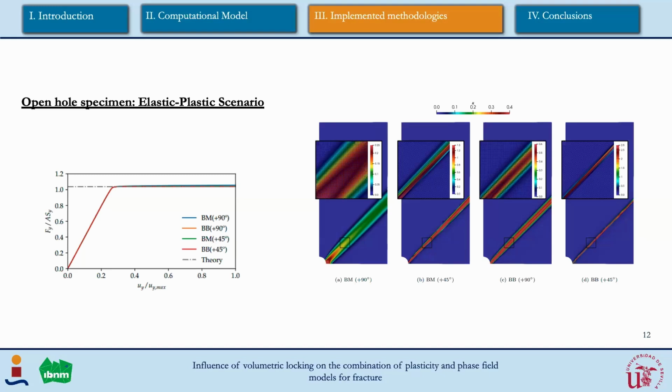With the methods that work with the V-bar, we can see that the equivalent plastic strain is more localized, and the width of the shear band is more narrow.